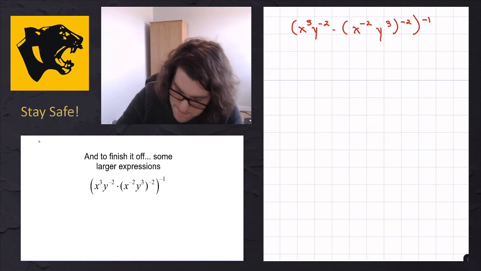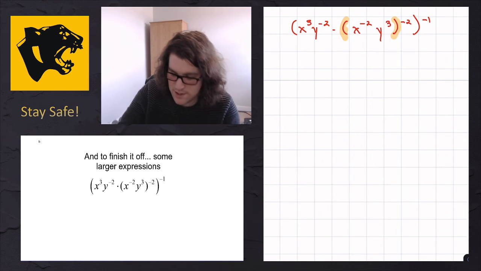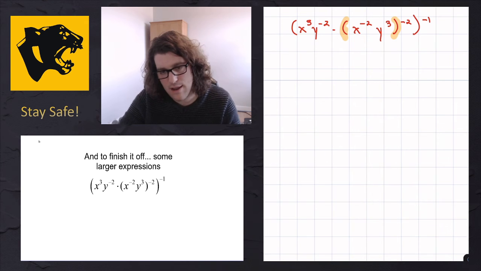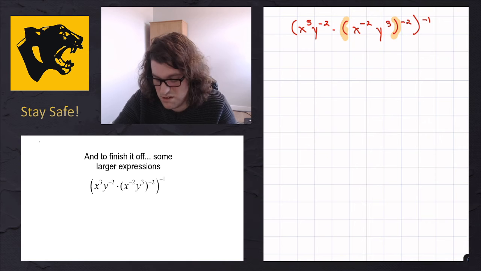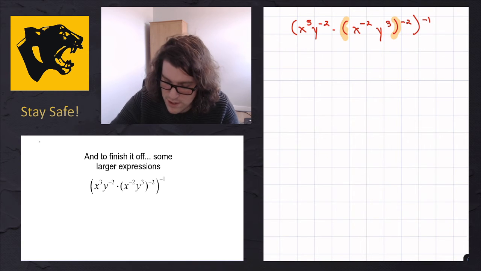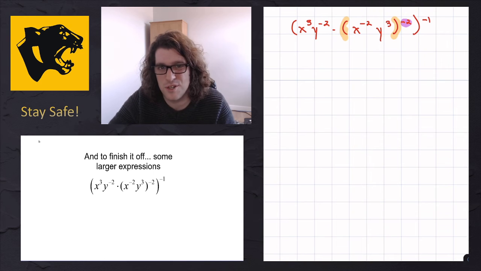So my inner bracket is this right here. And inside of that inner bracket, I have two bases that aren't the same, so I can't put them together. So I'm kind of done there. It is the way that it is. But I do have, on the outside of that bracket, a minus 2 exponent.